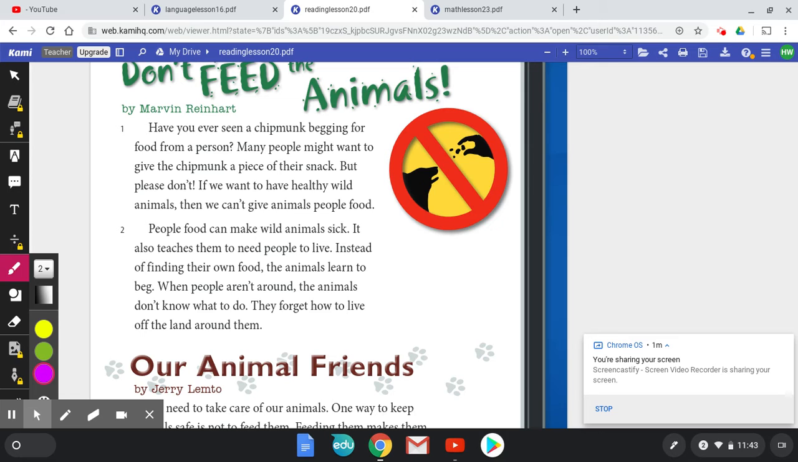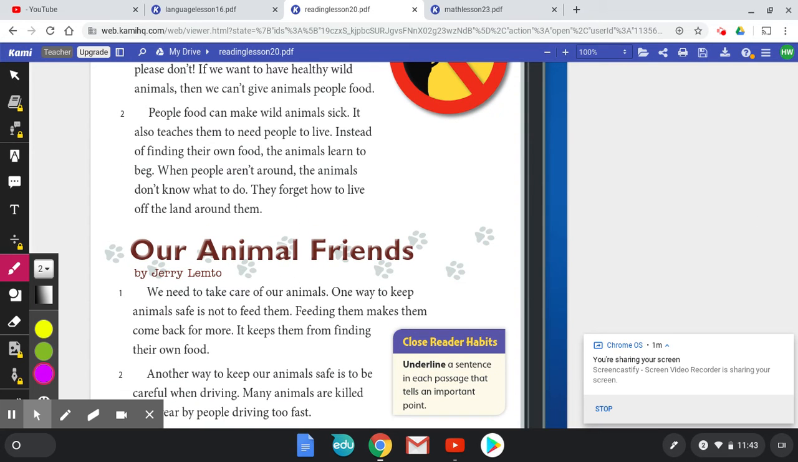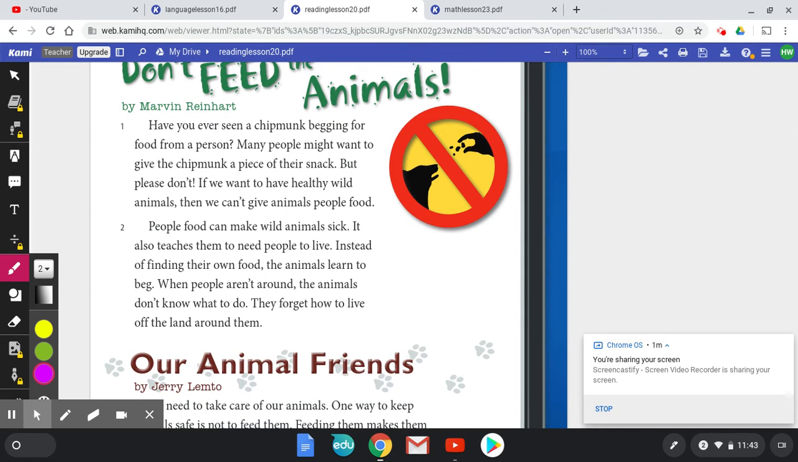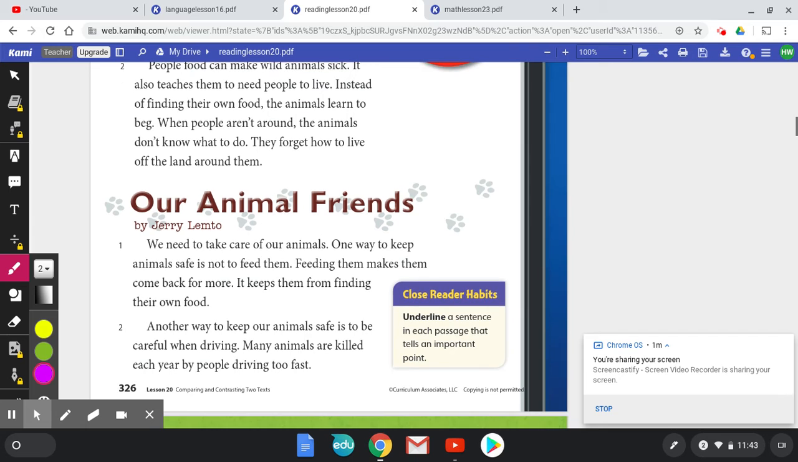Okay? So if you look at the box at the bottom of this, it says underline a sentence in each passage that tells an important point. So we need to look in both articles to figure out what is an important point that they're trying to make. And we just talked about that. So if I look in paragraph 1 of the first text, it says if we want to have healthy wild animals, then we can't give them people food. And the second article, again, look in the first paragraph, the very first sentence says, we need to take care of our animals. That's an important point in this article.